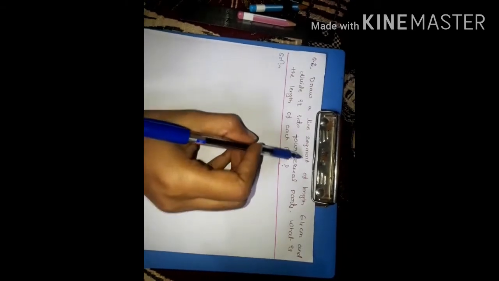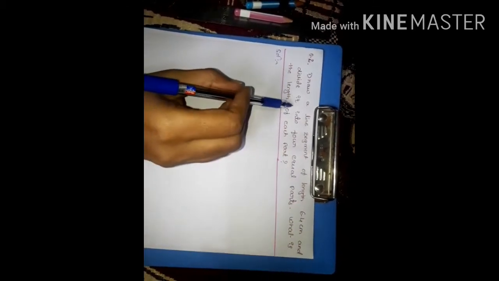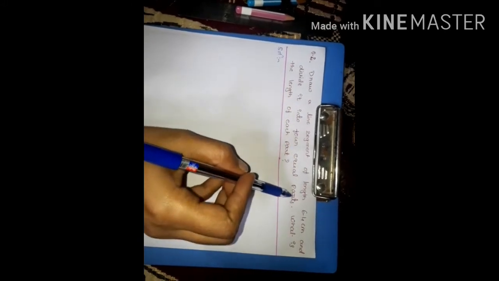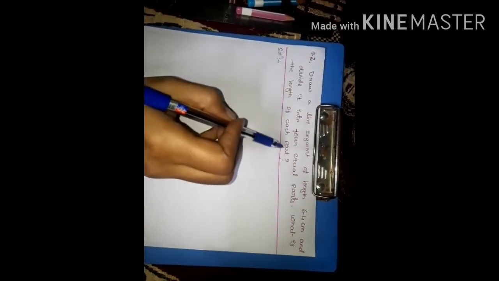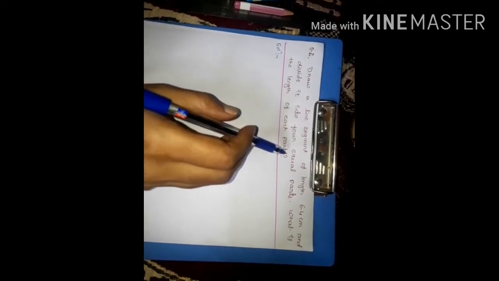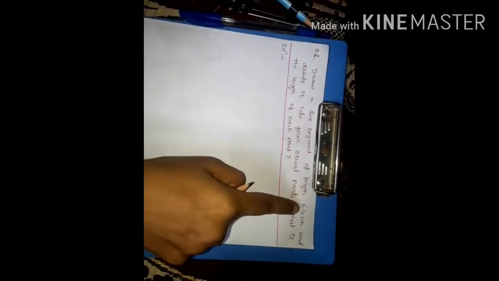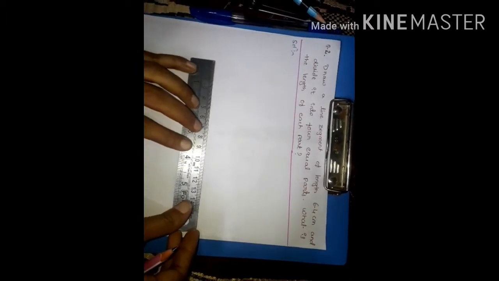Draw a line segment of length 6.4 centimeter and divide it into 4 equal parts. What is the length of each part? Same as what we did in the previous question, we have to follow the same here. First, you have to draw a line segment of length 6.4 centimeter using a ruler.